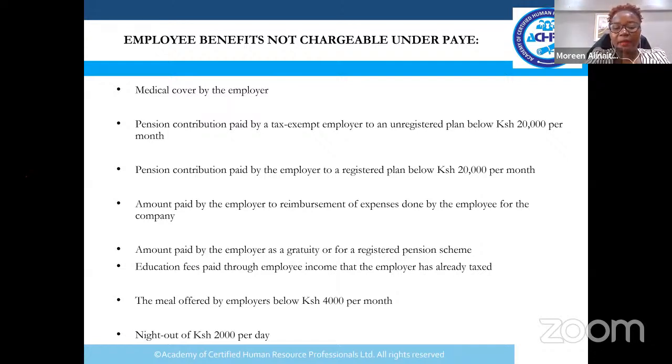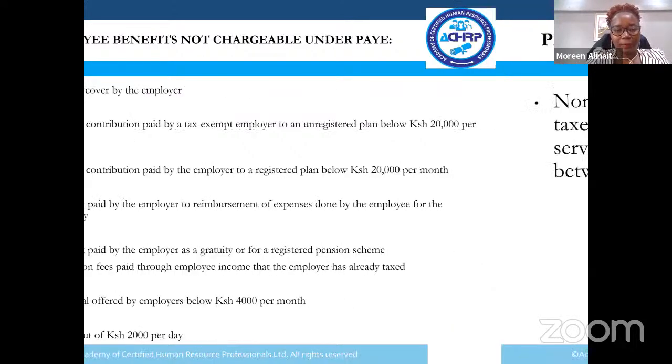The meals offered by the employer below 4,000 shillings per month are not subject to PAYE. So if you offer any meals above the 4,000 shillings per month, you are supposed to subject those meals to PAYE. Nights out of 2,000 per day are not subject to PAYE. So if you spend more than 2,000 on your employee in a day on a night out, then the excess is supposed to be subject to PAYE.